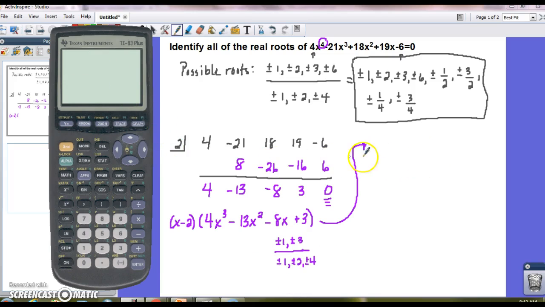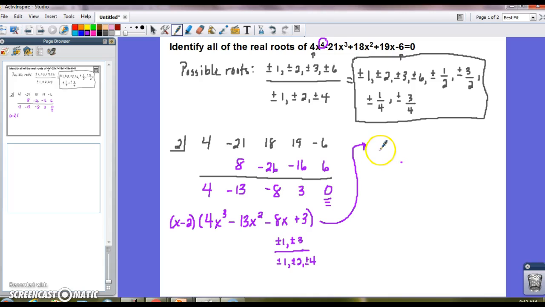So I'm going to do that. I know that kind of scares people because it's a fraction, but it doesn't change the way that you do it. So let's go ahead and do this. I have -3/4, and I'm using these coefficients: 4, -13, -8, and 3. Those are my coefficients.